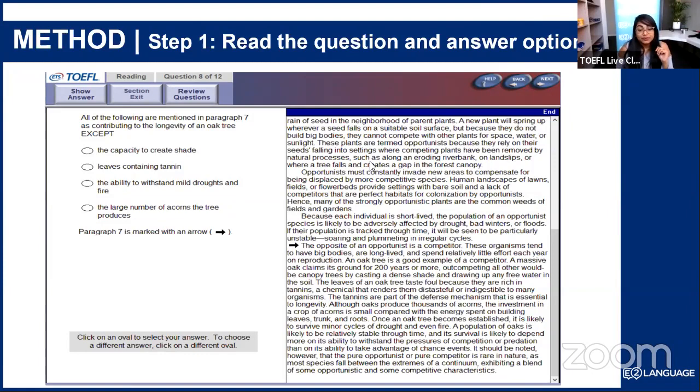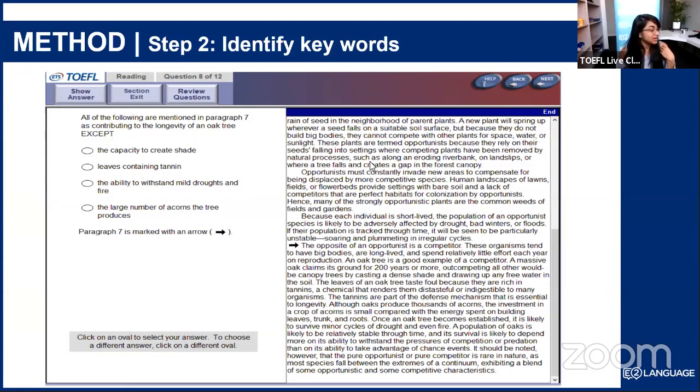Let's look at step 2, identify keywords. The same as for factual information. So we have longevity. Does anybody know what longevity means? Let me know in the chat. Longevity means lifespan, so like a longer lifespan of the oak tree. So what contributes to the long lifespan of an oak tree? So it lives longer.